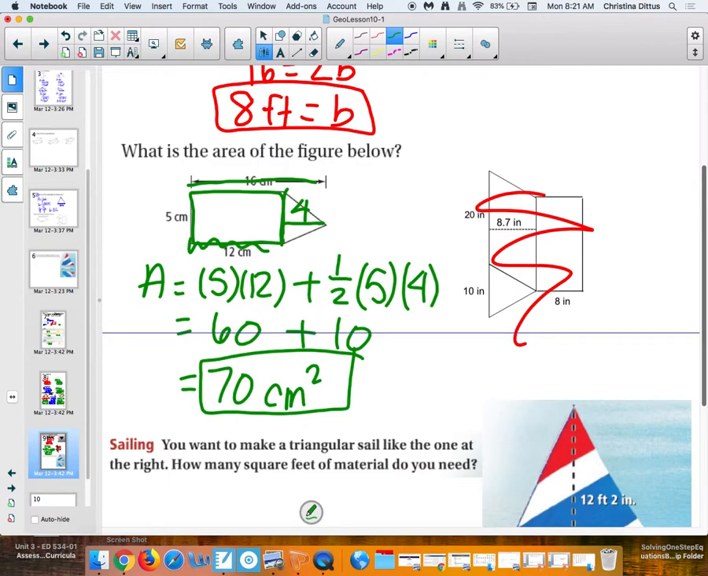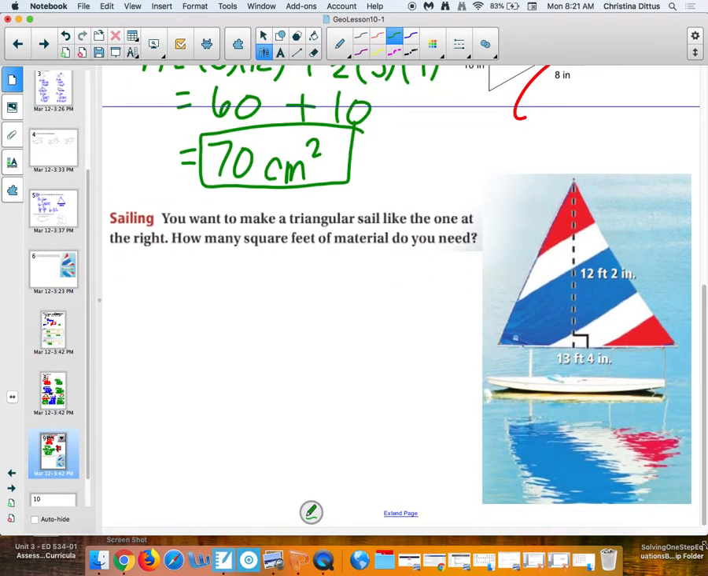Questions there? And last one, I want to make a sale because you know I'm crafty. Like the one right over there hanging out. How many square feet of material do you need? I have a triangle, so what formula should I use? Half base height. What is my base? 13 feet 4 inches. Do you think I should write like 13.4? No. What do you think I should do? Convert it to inches.